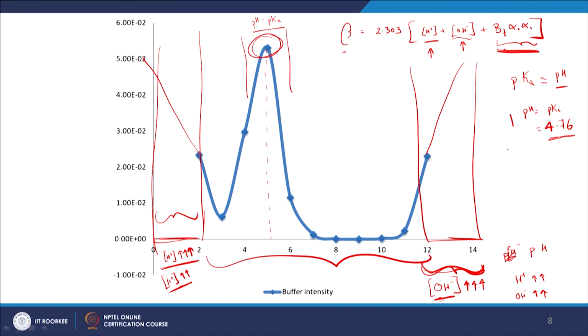But let us say I wanted good buffering at around pH 7, would this work? Let us look at where pH 7 is, it is here. So you see that the buffer intensity is very low at this particular pH 7. So acetic acid is obviously not a good choice when you are trying to have a system that is well buffered at pH 7. So what do you need to do? You need to look for an acid base system whose pKa is near or equivalent to 7. So that is the take home message here: we need to choose the buffer based on where the pKa value is, right.